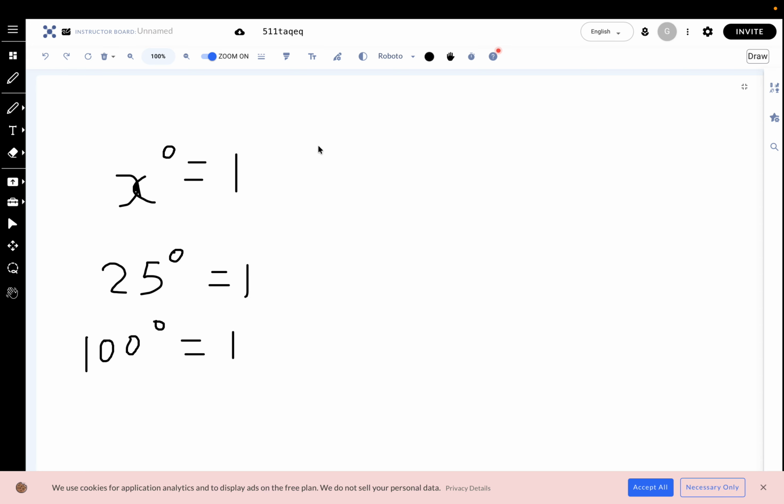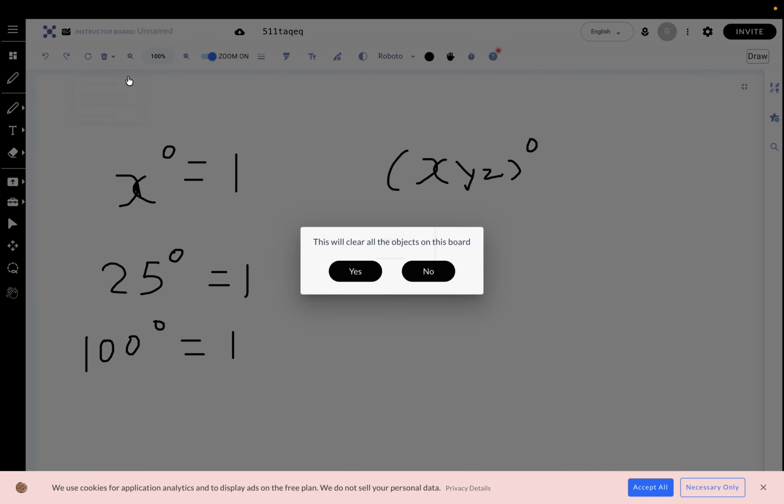So now let's take a look at a more confusing example, but I guess it's not confusing, it's just a little bit tricky. Let's say you're asked to evaluate this monstrosity, x times y times z, all to the 0 power. If you see a 0 as an exponent, it's just 1. For goodness sake, it's just 1. You don't need to overthink it. Alright? So let's move on to the next law.